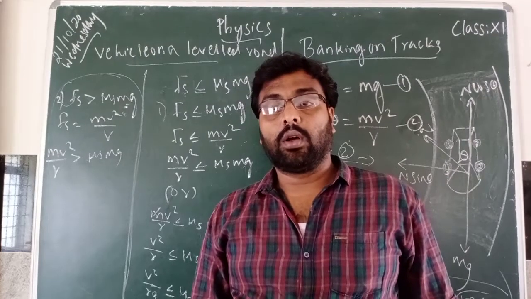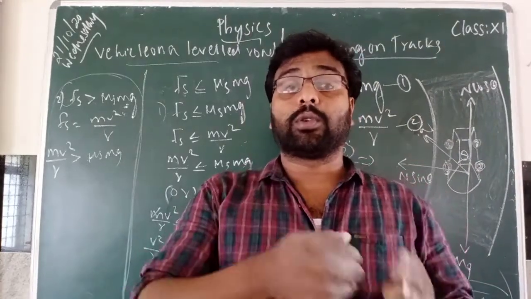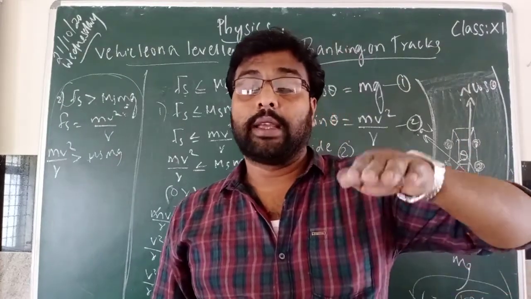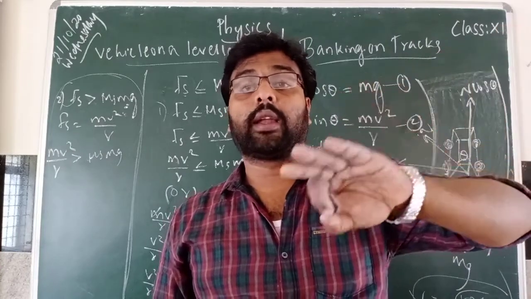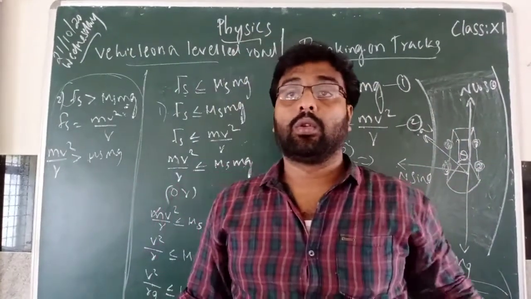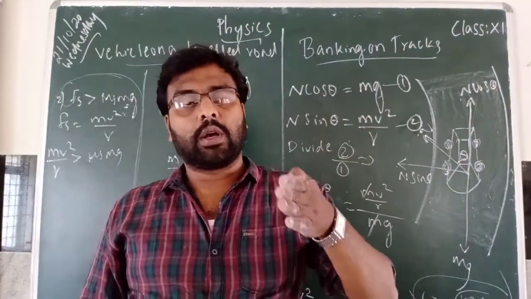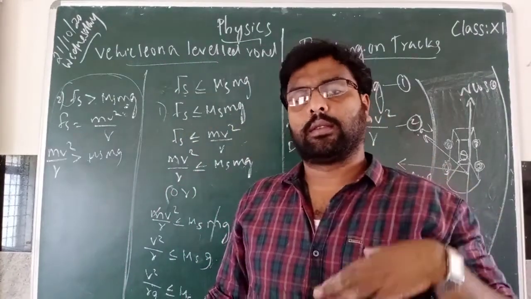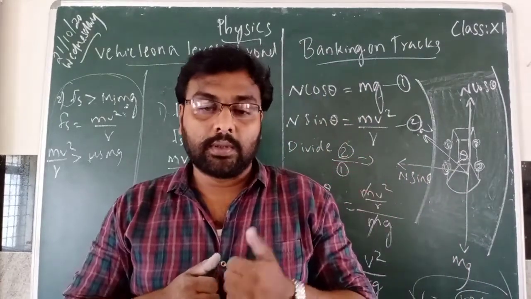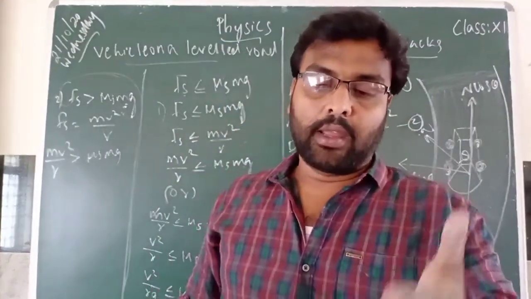Understand that? Suppose you are moving more than the speed calculated for safe travel. For example, 25 meter per second is written, but you are moving at 90 meter per second, your vehicle will skid outward and you will fall somewhere. Sometimes you are moving at a very low speed, like 20, then there is a chance to fall inward. So this is the banking of track, and you can see it on page number 152.